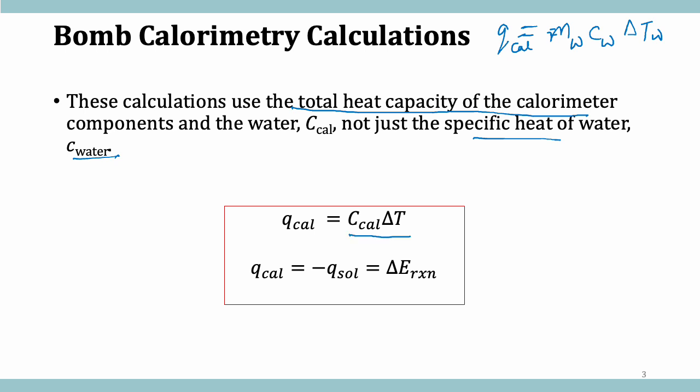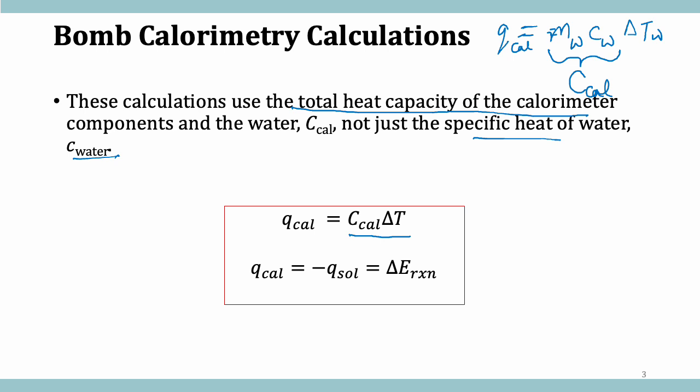So we do not use mass here. We use C calorimeter, which is a combination of all of these. Instead of using mC, we use capital C calorimeter. This capital C is specific to every bomb calorimeter. Everything else still stays the same.